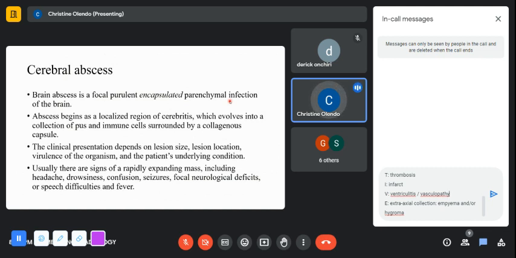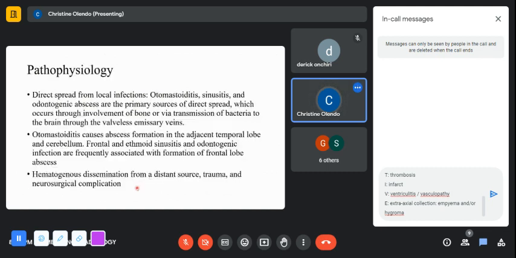The signs of a rapidly expanding mass will include headache, drowsiness, confusion, seizures, focal neurological deficits, speech difficulties, and fever. So the pathophysiology: it can come from a direct spread from a local infection, or it can be hematogenous from a distant source. It can be caused by trauma or neurosurgical complication.